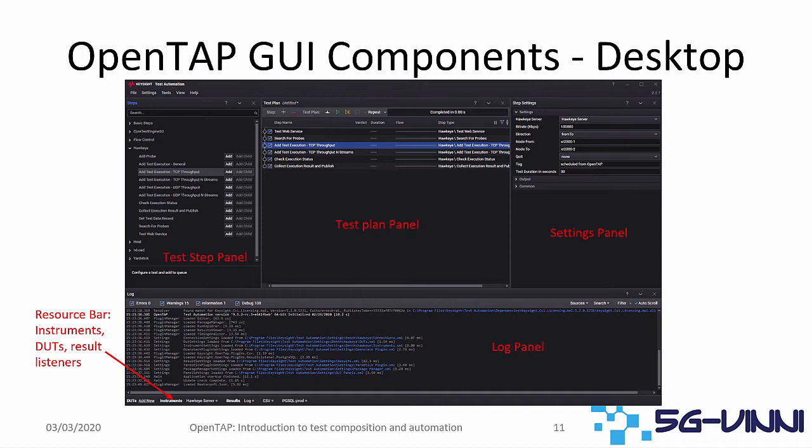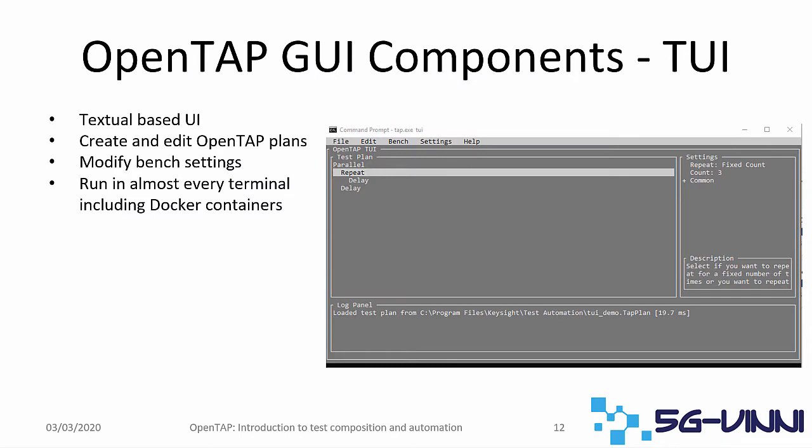At the bottom you see the log panel where the output of the test steps are presented. And finally, down below the log panel is the resource bar where DUTs, instruments, result listeners can be configured. Another UI is the textual-based UI, which can be used in virtually any terminal. Via this, you can compose test plans and modify test steps settings. The test plan cannot be executed from here, but it can be done via the command line interface, for instance.